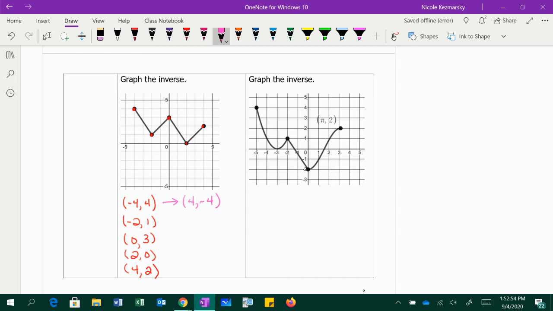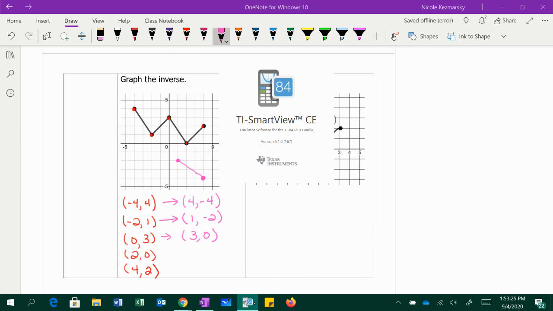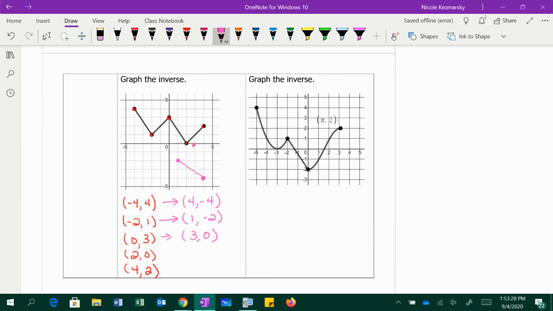I'm going to plot that one. So I'm going to go over to 4. I'm going to go down 1, 2, 3, 4 points and plot that guy. Then this one becomes 1, comma -2. So I'm going to go over 1 and down 2. And as I go, I know that those 2 points were adjacent to each other. So I'm going to go ahead and connect the dots. I'm going to make the next point 3, comma 0. So I'm going to go over 3 and up 0. And then again, connect the dots.